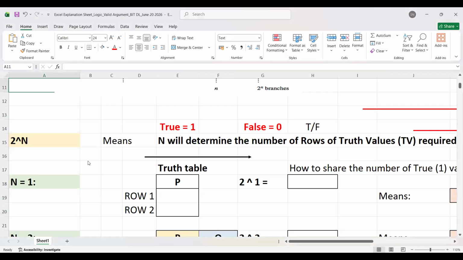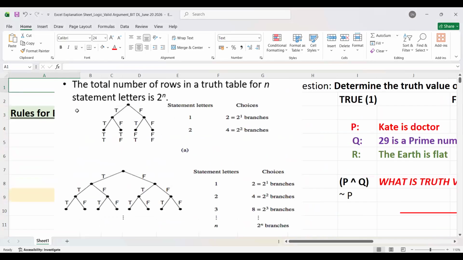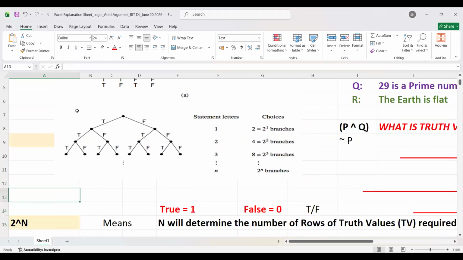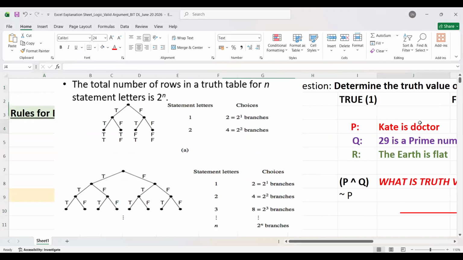Now, first of all, what are we trying to do? We are saying that, number one, every propositional statement gives you two possibilities. Please remember that the statement we have here, Kate is a doctor, can be true or false. The earth is flat, obviously, is false. 29 is a prime number, we know it is true. But the first example that I gave you, today is Monday: today is actually Saturday, so today's lecture, being on a Saturday, that statement happens to be false. But in the lectures that I have on Monday, that statement happens to be true.